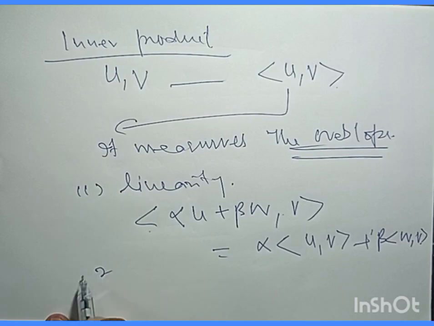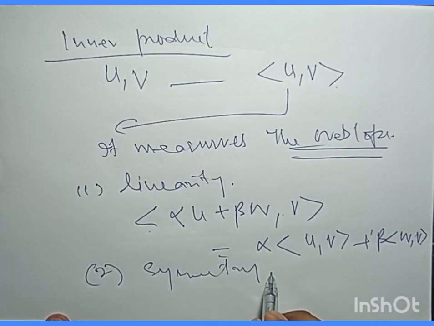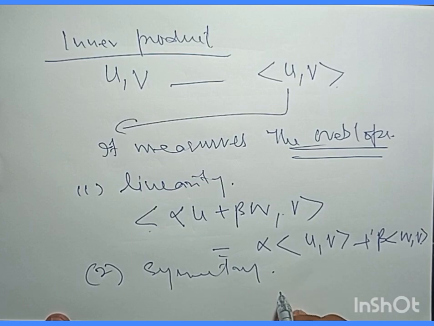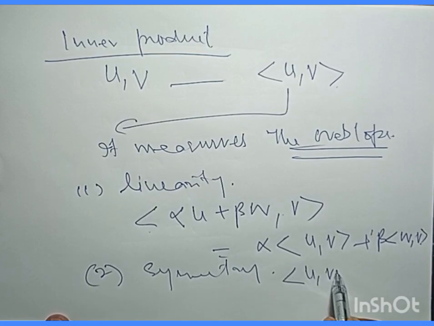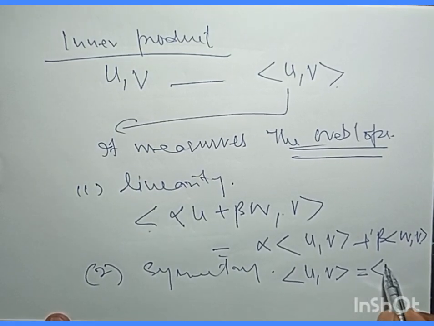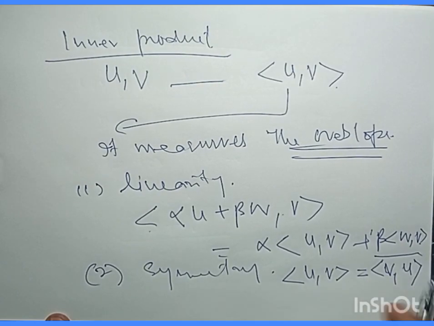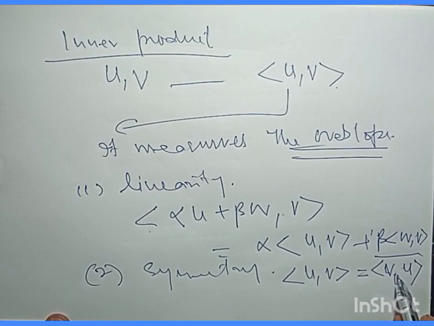The next important thing for the inner product is the symmetry. Now, what does symmetry mean here? If we have the inner product of u and v, this inner product must be equal to the inner product of v and u, complex conjugated. This bar is a representative of the complex conjugate of this inner product.